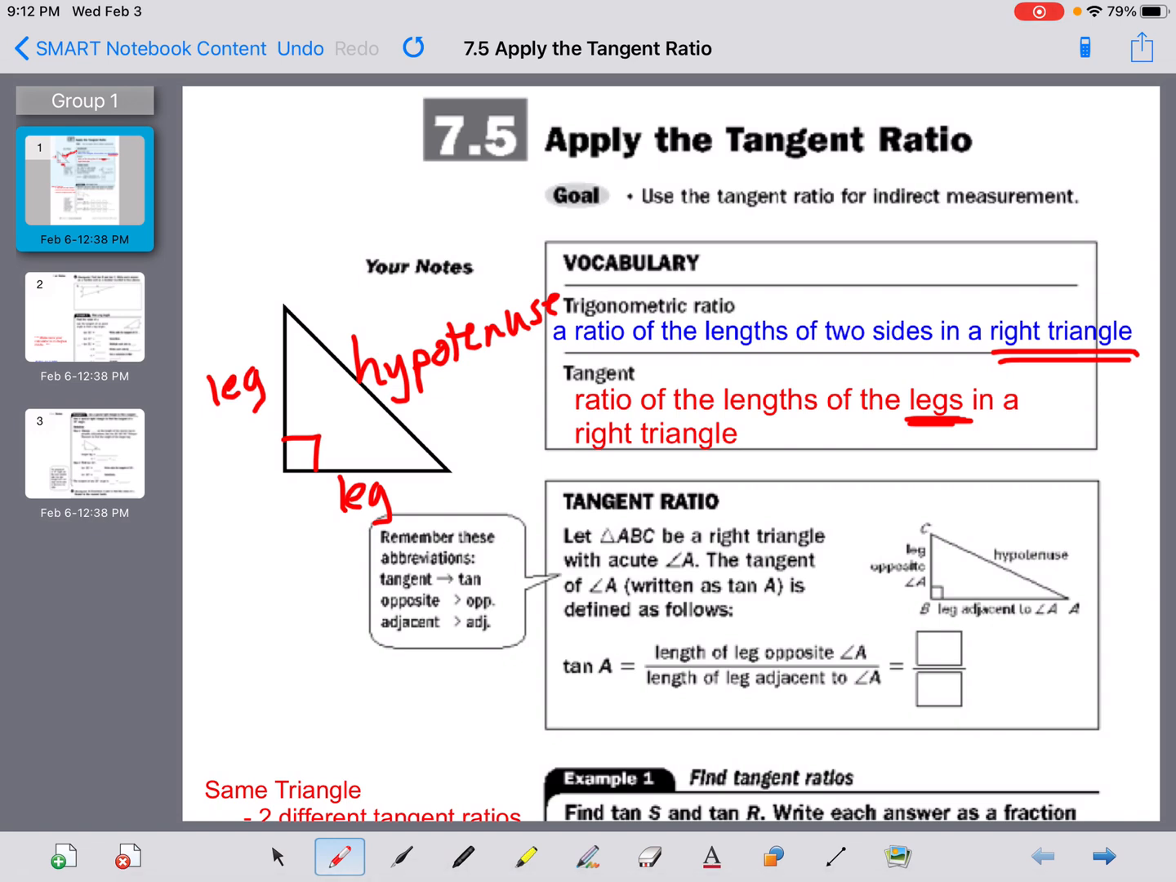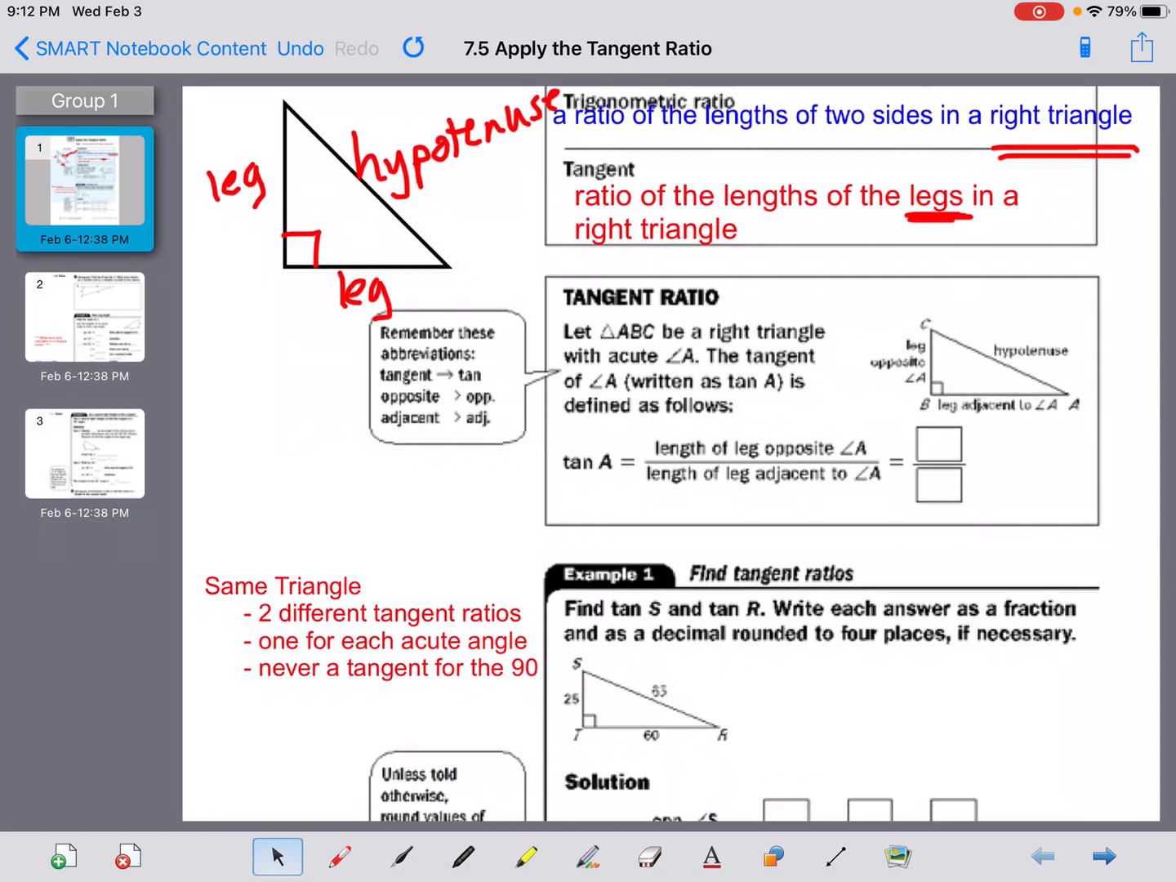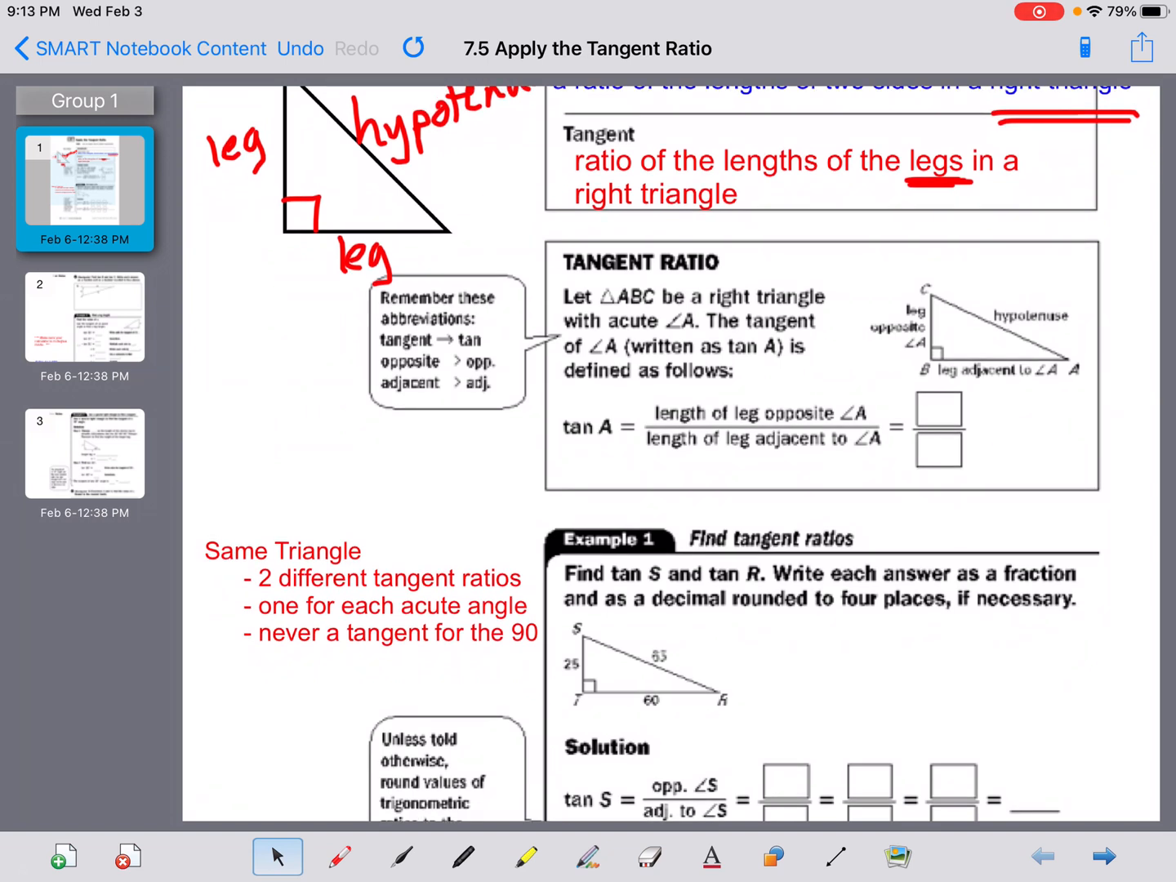Okay, so let's start first with our rule here for the tangent ratio. It says, let triangle ABC be a right triangle, remember right triangle, with an acute angle A. And the tangent of angle A, written as tan A, you're going to see that abbreviation TAN, is defined as follows. The length of the leg opposite A, which when we come over here to A, the leg that is opposite over here, okay, is CA, or no, it's not, it's CB. And then the leg adjacent, which is this one right here, which is BA. The order of your letters doesn't matter. All right, so just a quick reminder.